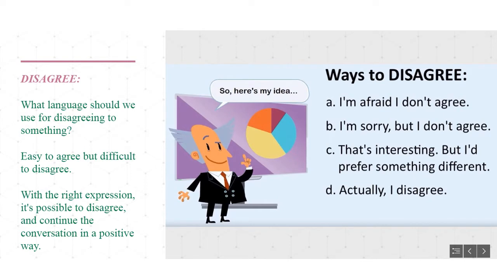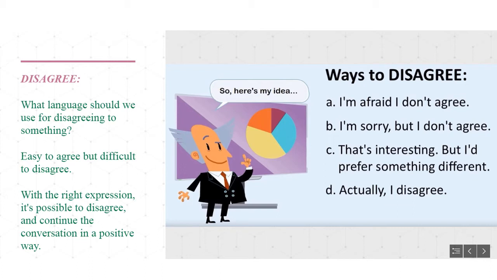During a group discussion, we might find it easy to agree, but at times we need to disagree, and we can feel less comfortable doing so. Fortunately, there are many ways to disagree and still remain polite and positive. Here are few ways to express your disagreement.